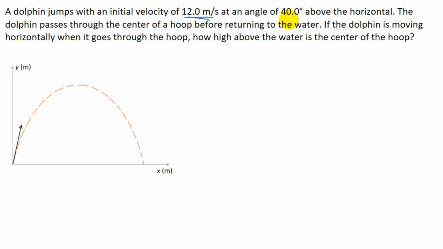So in this question it is given that a dolphin jumps with an initial speed of 12 meter per second at an angle 40 degrees above horizontal. So initial speed we have v0 equal to 12 meter per second, and this angle theta above horizontal is 40 degrees.